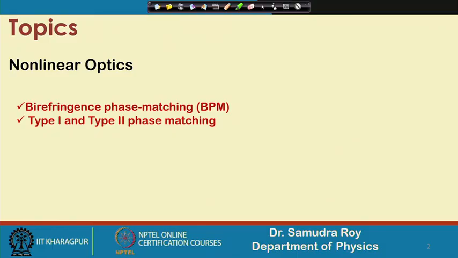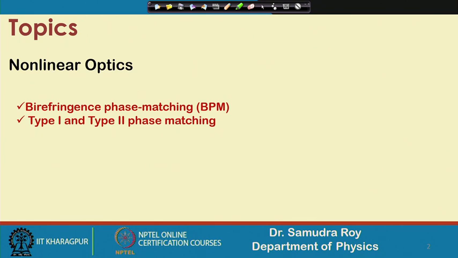So, welcome students to the next class of Introduction to Nonlinear Optics and its Applications. In the previous class we started a very important concept, which is called phase matching. Two different kinds of phase matching we discussed. One is birefringence phase matching, and another was quasi phase matching. So, today we will extend our study.